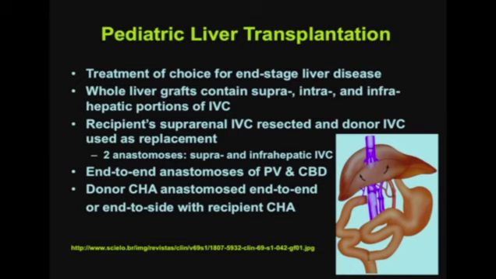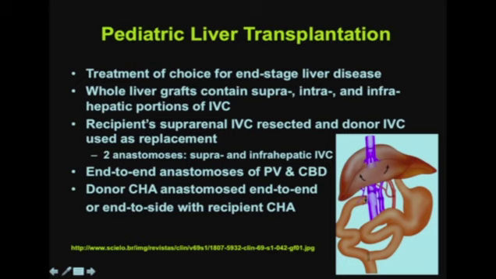I'd like now to move on to a discussion of pediatric liver transplantation, which is the treatment of choice for end-stage liver disease. And there are a variety of possibilities when it comes to liver transplants. In the larger children, if a whole liver is available, a whole liver graft can be placed into the abdomen, and the IVC anastomoses will occur above the liver and below the liver.